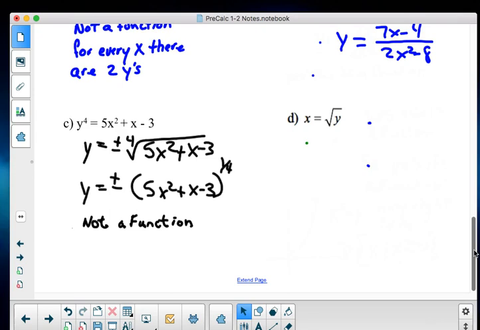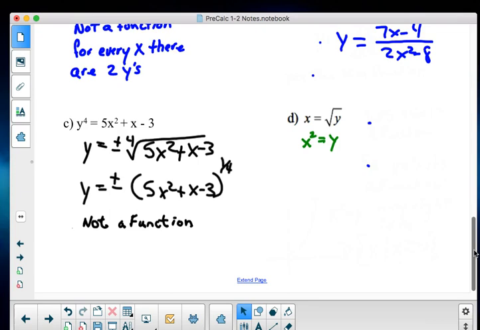My next one. If I was going to solve this one for y, what would I have to do? I would have to square it. So if I square both sides, I get x squared equals y. Okay, well that's a parabola. But now this is unique, because I've got to think about what that might look like. Is it really a parabola?